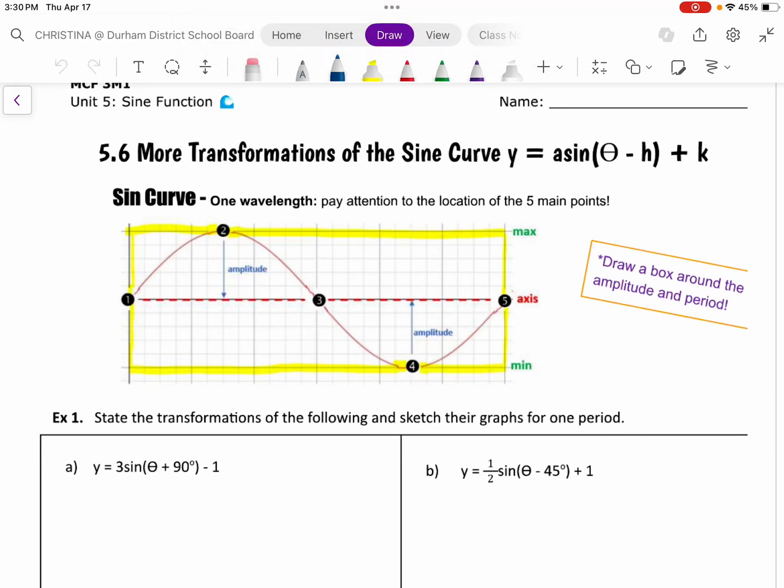Okay, 5.6, more transformations of the sine curve. So just putting it all together today. You remember the sine curve starts at the axis. It goes up to the max for your second point, comes back down to the axis for your third point, hits the minimum on your fourth point, and then meets back up at the axis for your fifth point. So that's one wavelength of the sine curve, and we're using the 5 main points to graph it. You want to draw a box around that amplitude and period, and then fit in your 5 points.